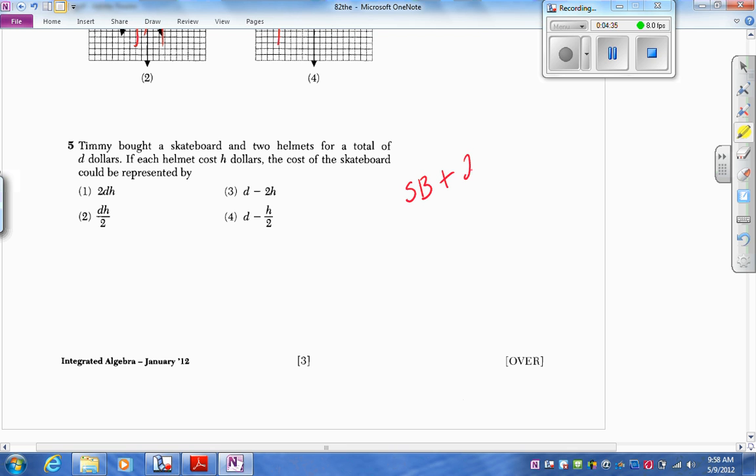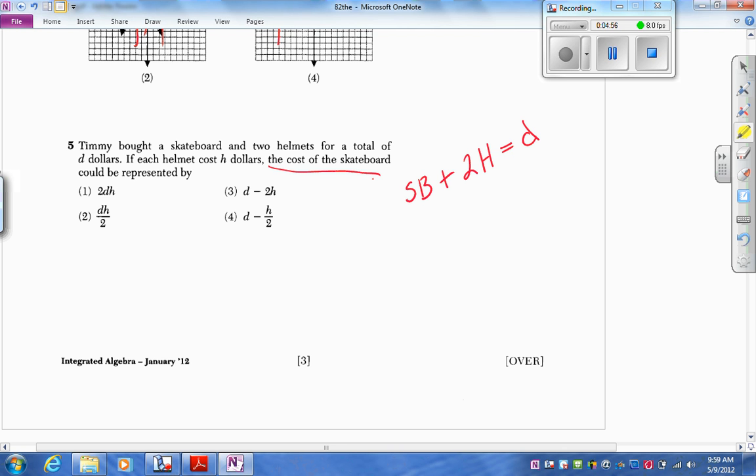and 2 helmets. Have no idea why anybody would spend buy 2 helmets, but whatever. And that cost him $D. So basically, just asking you to solve for the cost of the skateboard.